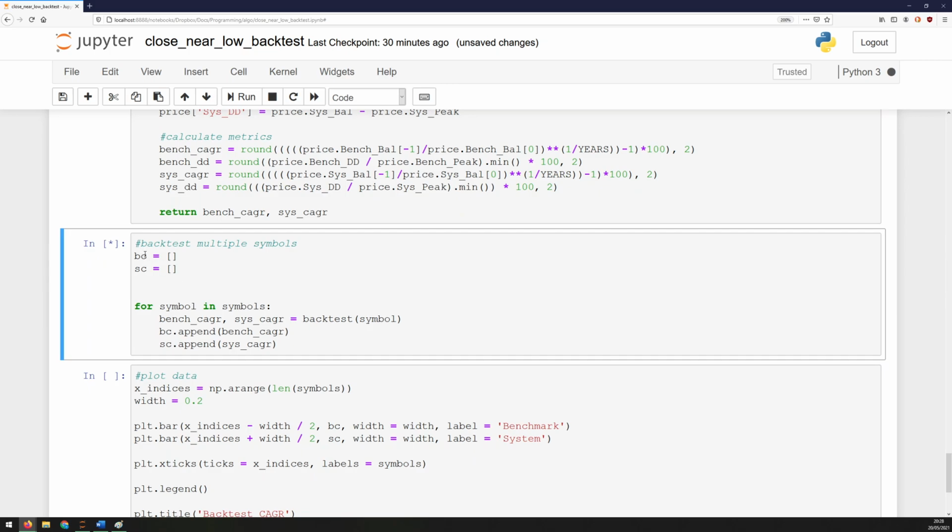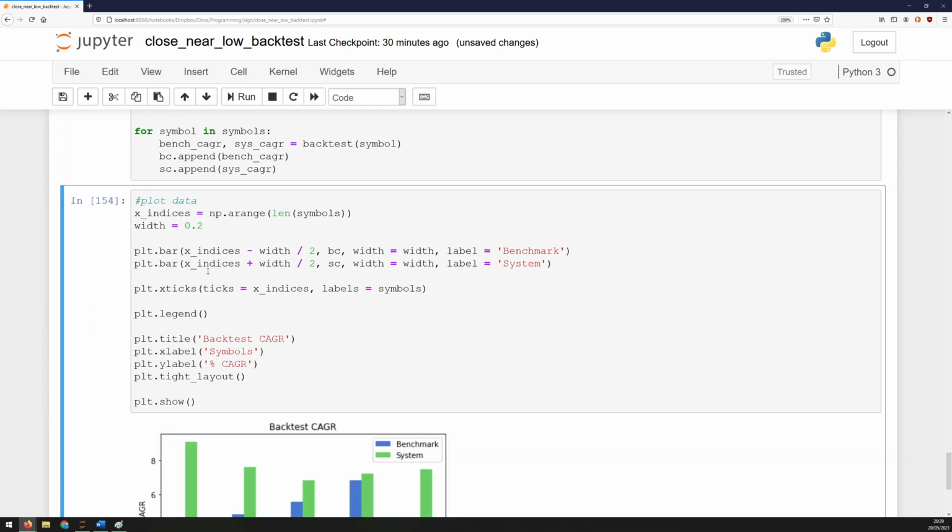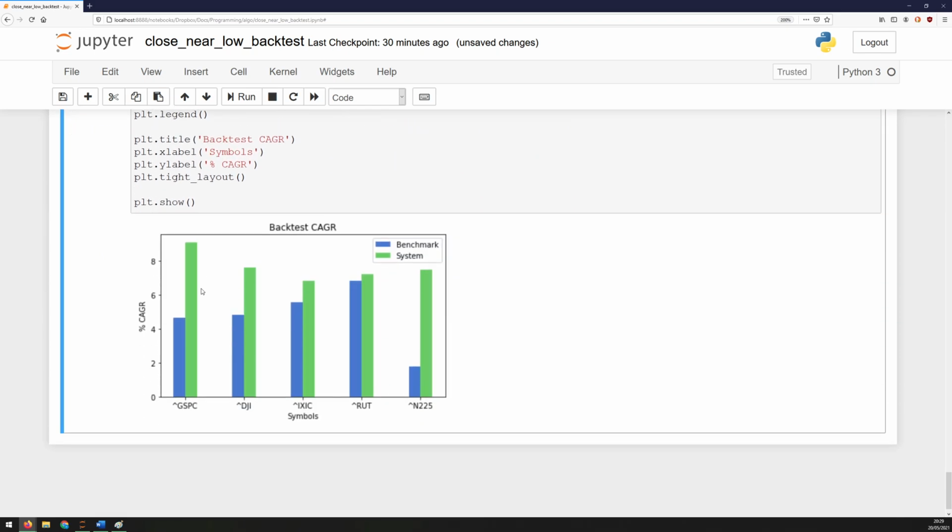So here I've created an empty list to be able to take my returns into. And then I run through each of the symbols within that symbols list and run a backtest on it. So that's complete. And now I can plot them all out side by side as a bar chart. So you can see now, this is what I've already tested. This is the S&P 500 returns. So the benchmark in blue and the system in green.